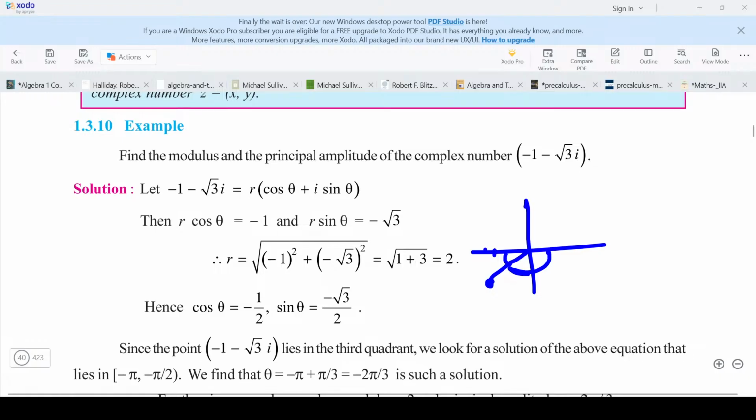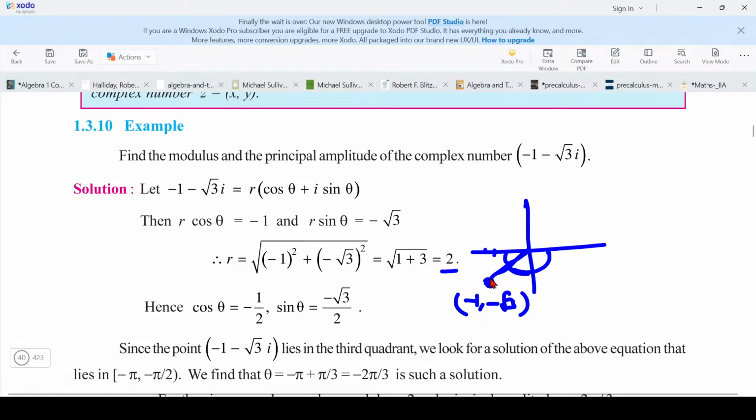So what exactly we are trying to do here is this is this point, minus 1, minus root 3, right? And r is the distance from the origin to this point. What exactly is that? This is actually square root of 1 squared plus root 3 squared, that is 2, right? Yes, sir.